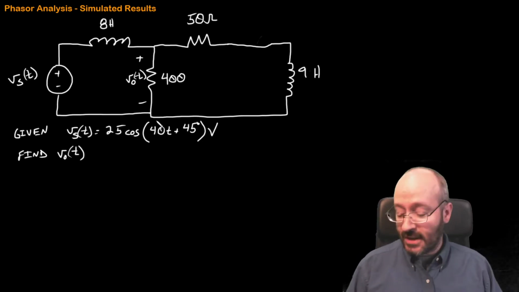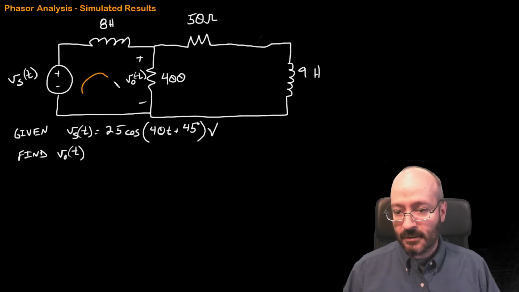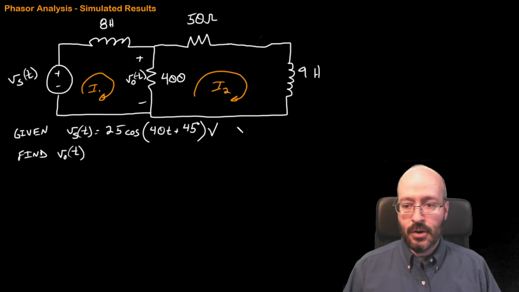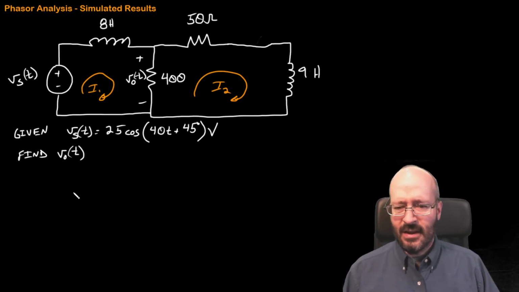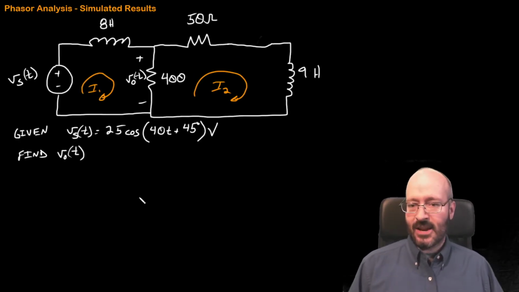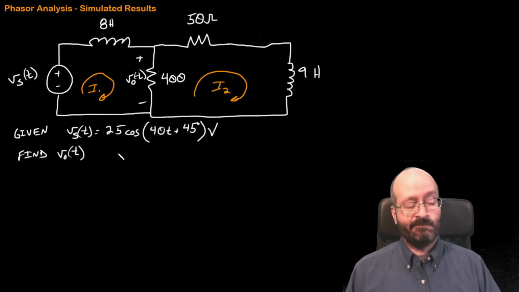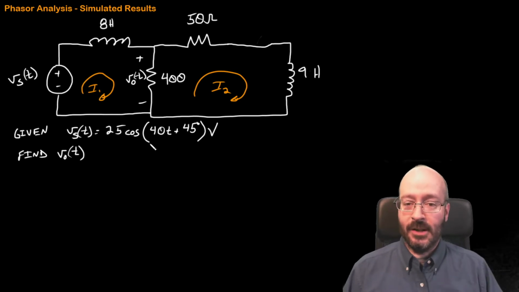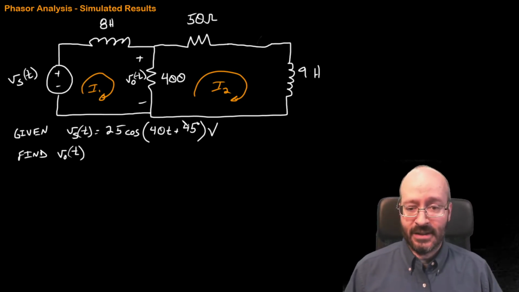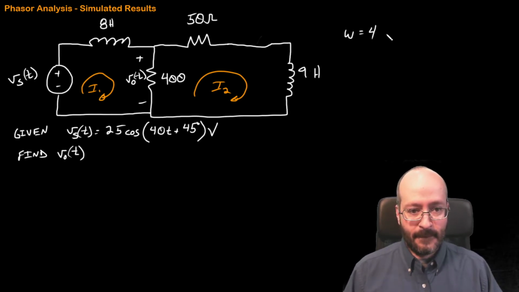Beyond that, I'm going to do mesh analysis like I've been doing. So I1 and I2. No current supply, so it's all KVLs. I can't quite do the shortcut here. Well, I've got to move to the phasor domain first. Let's go ahead and do that. Omega is 40 radians per second.